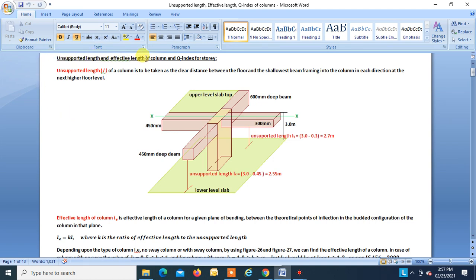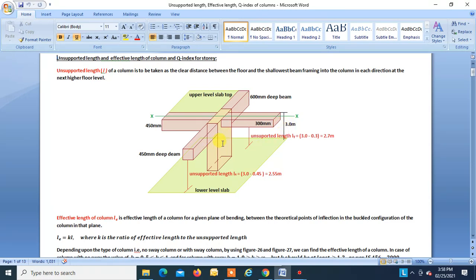Unsupported length and effective length of column and Q index for story. Unsupported length of a column is to be taken as the clear distance between the floor and the shallowest beam framing into the column in each direction at the next higher floor level. So this is lower level top, and this is upper level top, and the height from top to top of the floor is 3 meters.